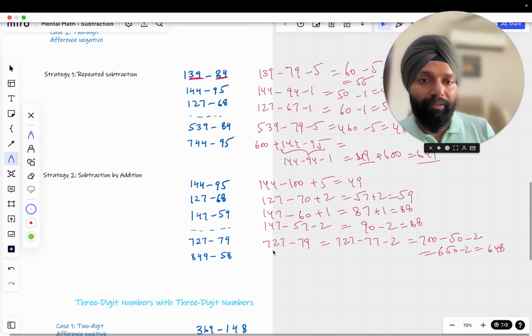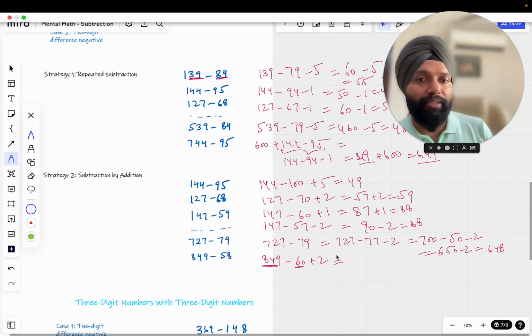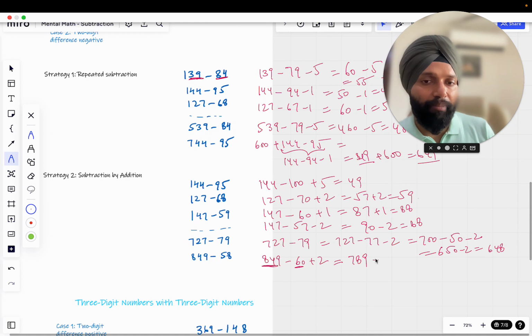I think this is a simpler way. Another is that you can take it as minus 80 plus 1, which I don't think is going to make things easier. So this is a good way. Then 849 minus 58, you can write it as 60 minus 2. So that becomes 84 minus 6, so I'm looking at these two digits at the same time. Right, that's the thing. 84 minus 6 is 78, and then 9 remains, 789 plus 2, which is 791.